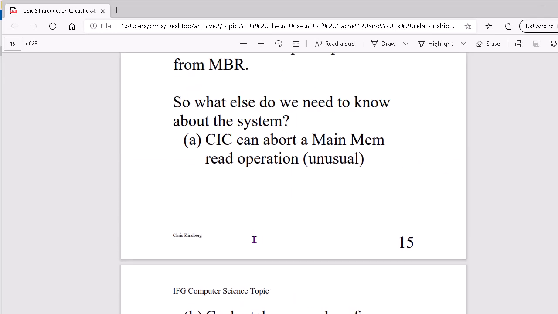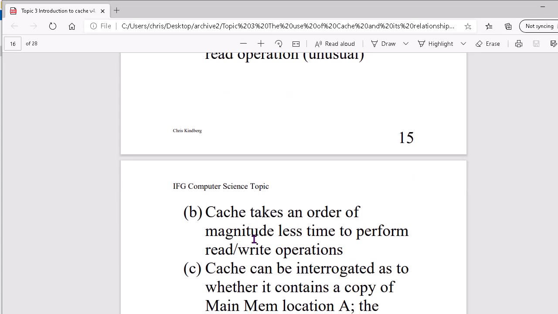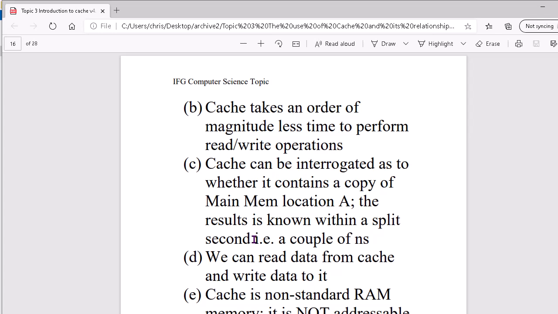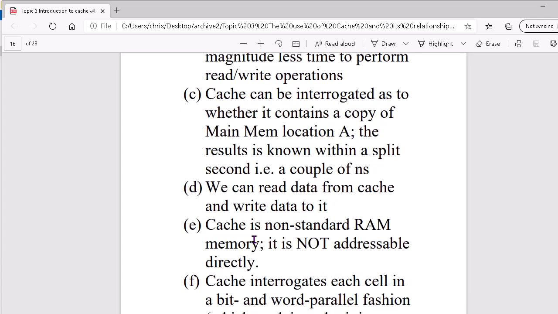The KICK can abort a main memory operation. It's unusual, but all it means, if it does abort a main memory read, is that it's got a copy of the data or the instruction it needs in fast cache. Cache takes an order of magnitude less time to perform read or write operations. It's very, very quick. Cache can be interrogated as to whether it contains a copy of the main memory location for some address A, and the result, a miss or a hit, is known within a split second, in terms of nanoseconds. And we can read data from the cache and write data to it.